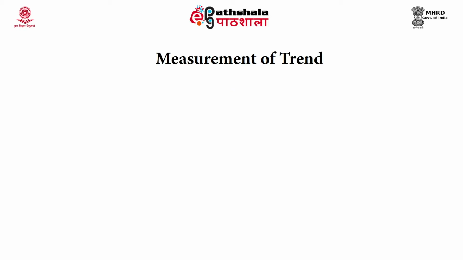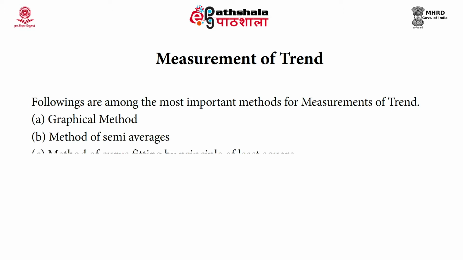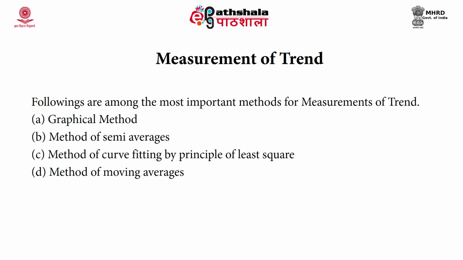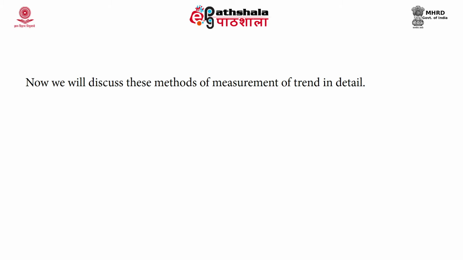Now come to the measurement of trend. The following are among the most important methods for the measurement of trend. First is the graphical method, second is the method of semi averages, third is the method of curve fitting by the principle of least squares, and fourth is the method of moving averages. Now we will discuss these methods of measurement of trend in detail with examples.